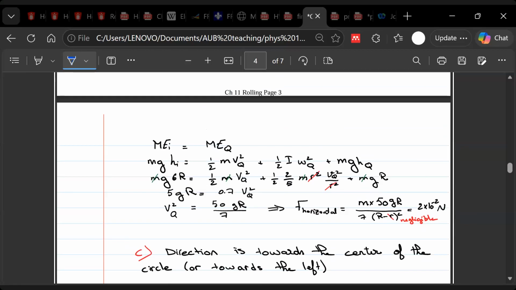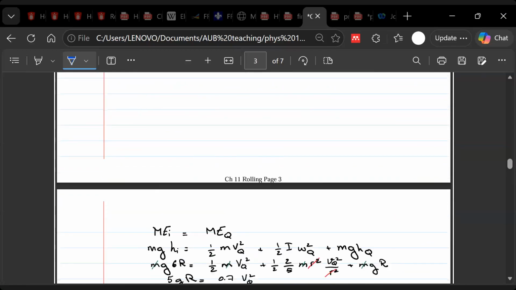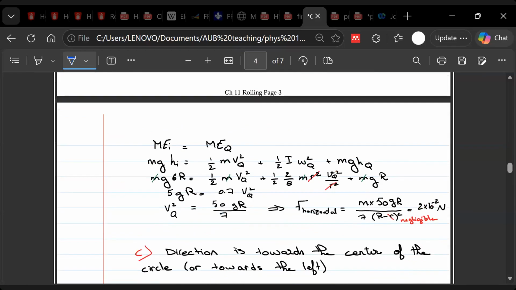The height at Q is just, how much is the height at Q? Yeah, I'm taking this point to be the zero level. So the height here to the top is 2r, this is the diameter, and the height of Q is the radius itself. So this point Q over here has this height, which is the radius itself. So I'll just put mgr. And here I'll have half times 2 over 5 mr squared into v squared at Q over r squared. And here I have half mvq squared, right?